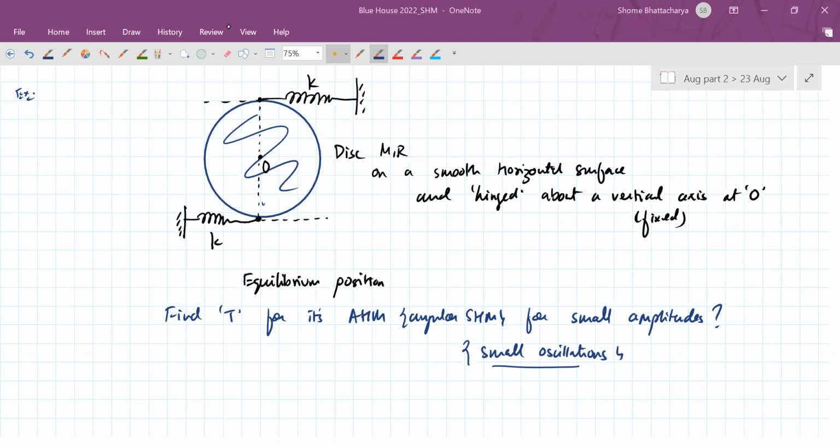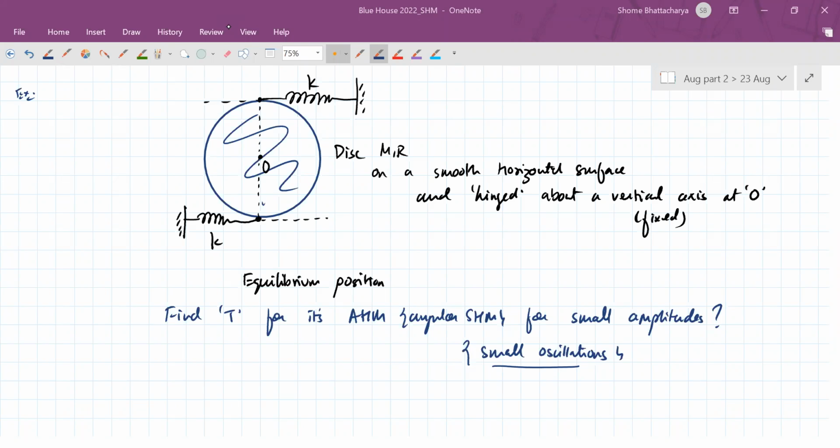Anybody got the answer? Just make a free body diagram where you have given a slight angular displacement. That vertical dotted line that I've drawn, actually it's not vertical. Vertical is coming out of the plate, but that vertical and that diameter that I've drawn joining the 2 points through O, where the springs are attached. Just imagine that has rotated by small angle theta.